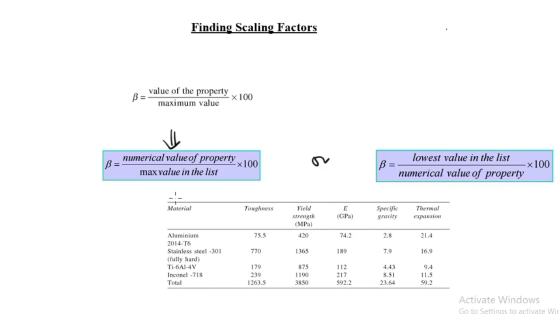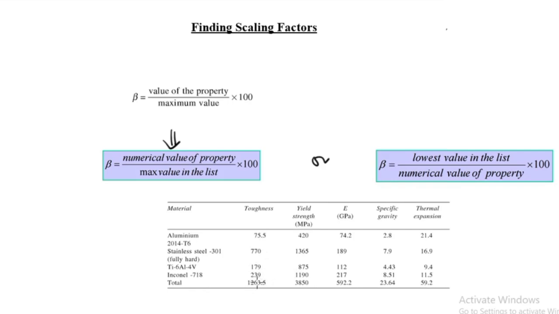So in this case, what this means is that you are going to take the numerical value. For example, we'll do it in table form. You are finding the scaling factor for toughness. You take the numerical value for toughness. Now for aluminium, toughness is 75.5 divided by the maximum value in the list, which is the total. Now note this: sometimes in the table given to you, if they don't give you the total, you need to take the maximum value. So if this total was not given to us, the maximum value will be 770. So you're going to take 75.5 divided by 770 times 100.